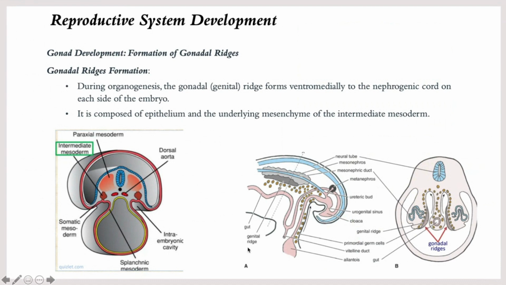Okay. So it's made out of the epithelium. So the gonadal ridges are made out of epithelium and the underlying mesenchyme of the intermediate mesoderm. So again, if you're asked where does the reproductive system develop from, well, it forms the gonadal ridges, and the gonadal ridges come from the intermediate mesoderm, which is similar to the excretory system. The excretory system also develops from the intermediate mesoderm.